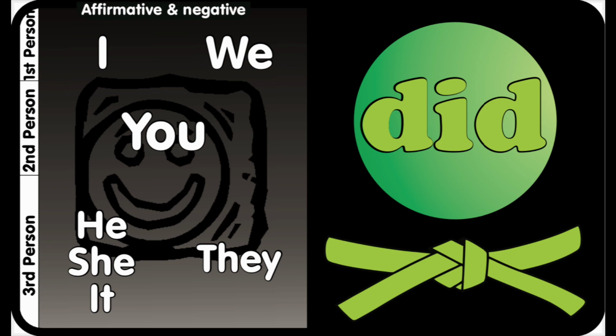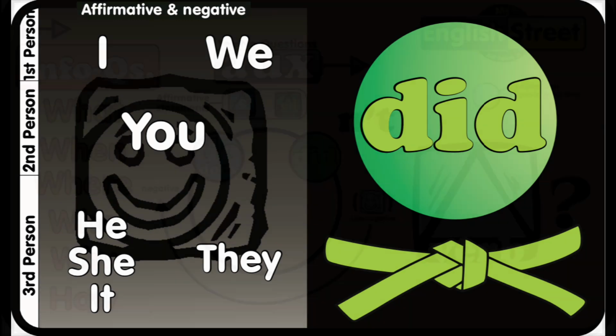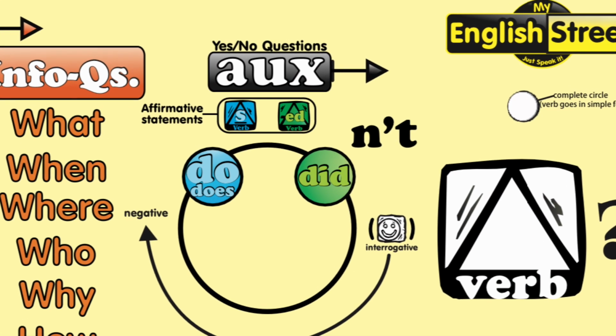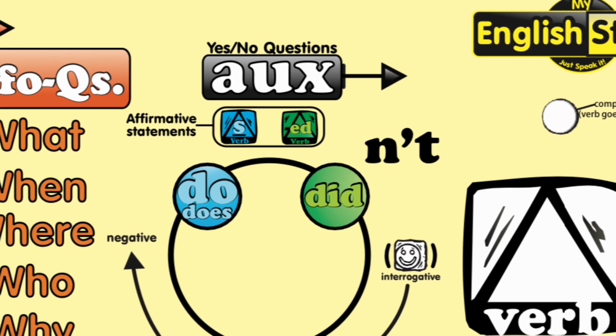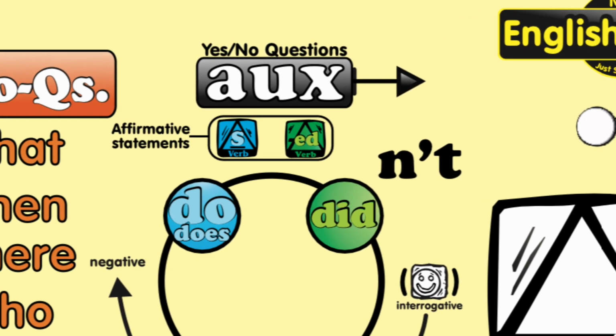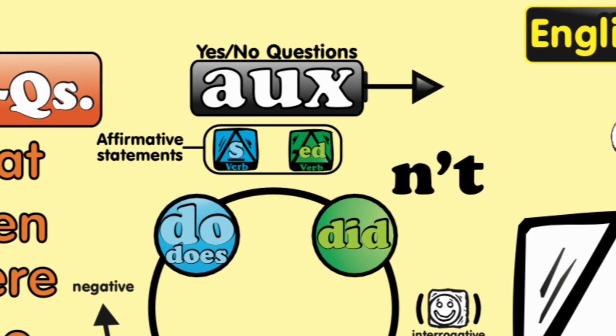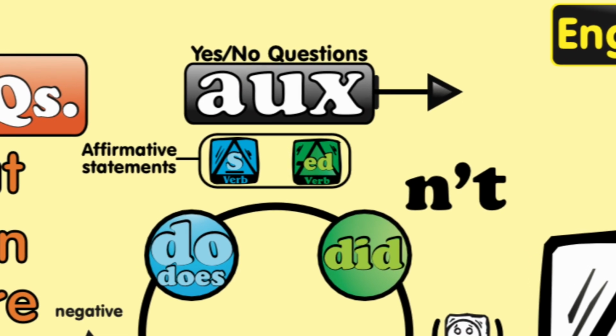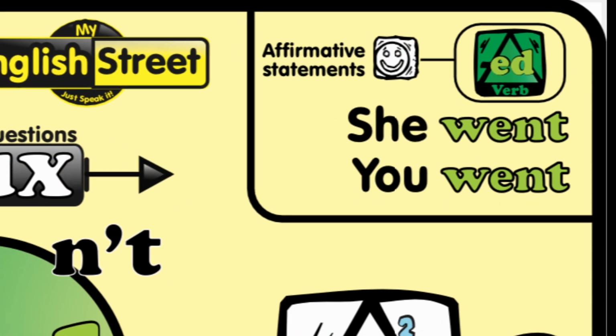As you can see, the auxiliary did can be used with all 7 pronouns without worrying about adding s's, like we do in present tenses. Simple present and simple past are the only 2 tenses where we don't have to use the auxiliary do or did when making affirmative statements. You can conjugate the pronouns with verbs without using an auxiliary.